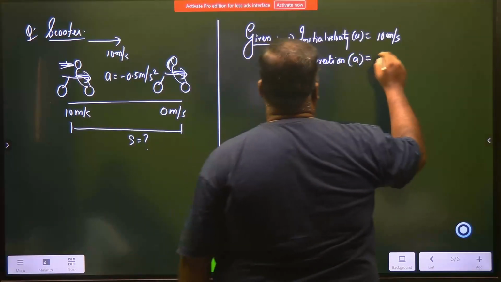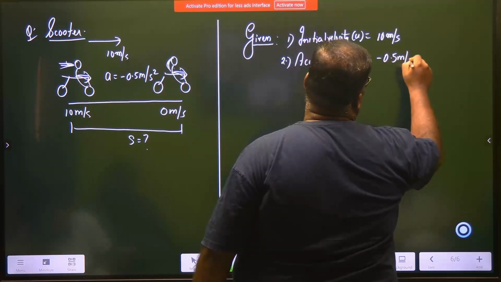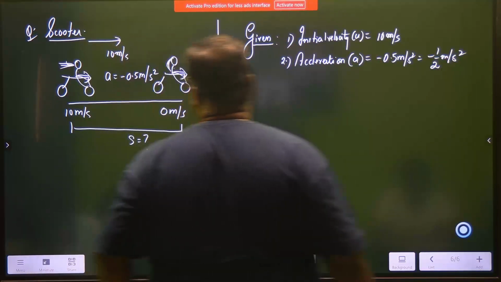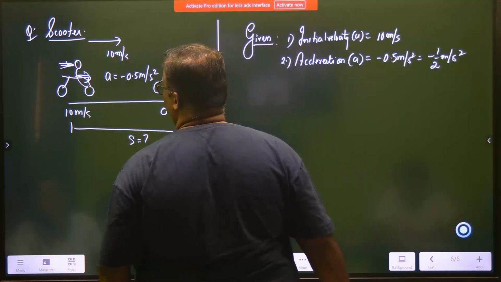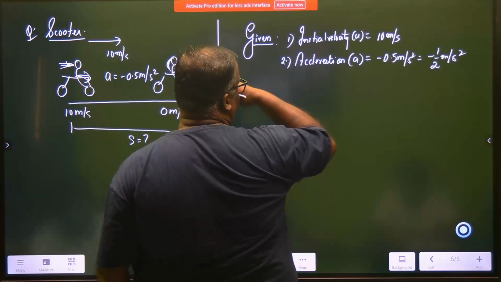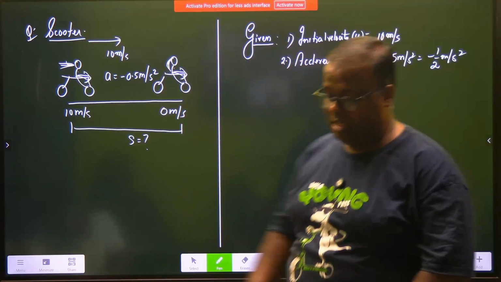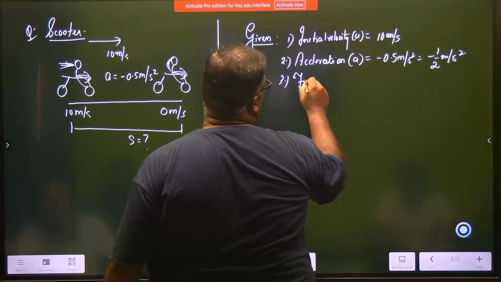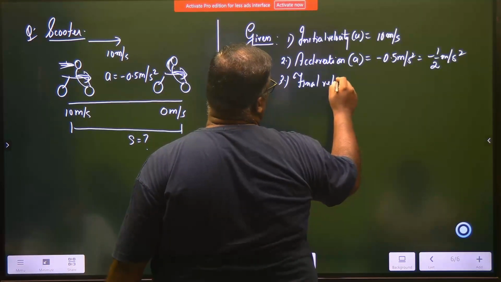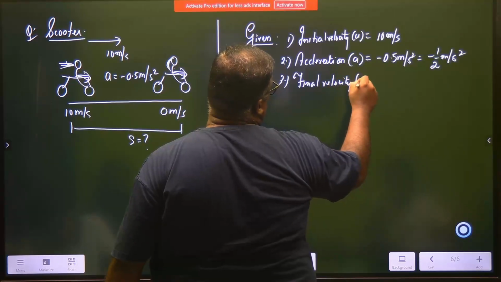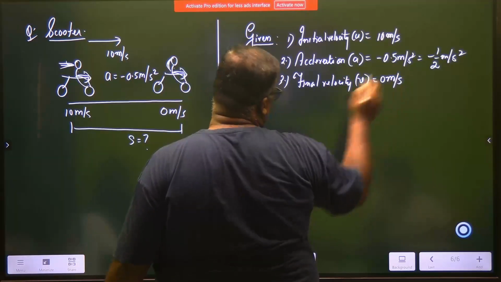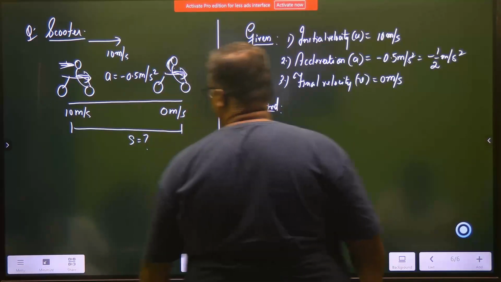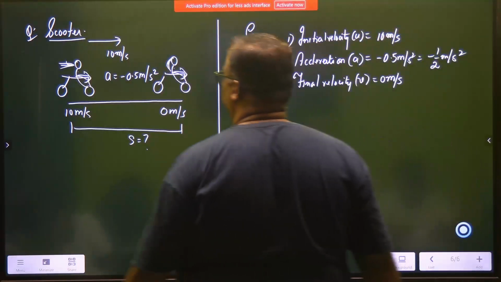Negative 0.5 meter per second square can also be taken as negative half meter per second square. Okay, next, initial velocity 10 meters per second. Any other data? Now they have also told you final velocity, v, is 0 meter per second. To find what? What do you have to find out in this problem?